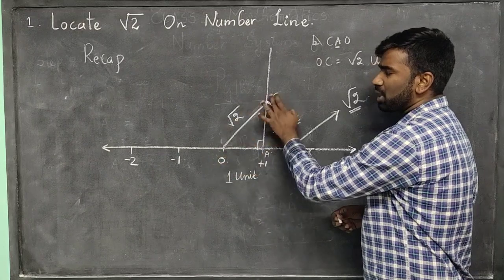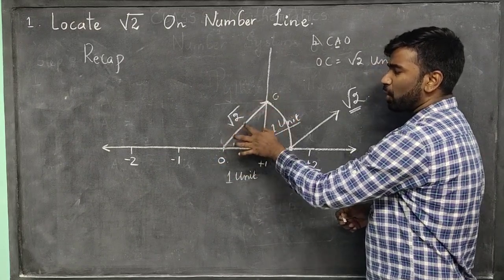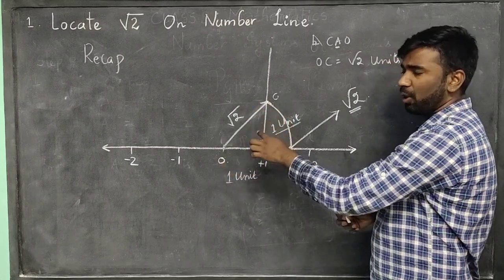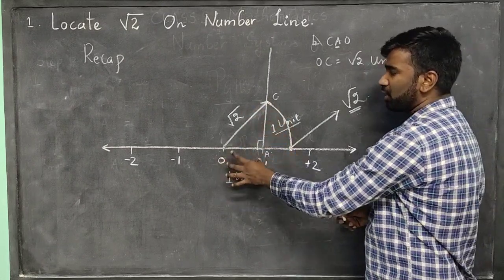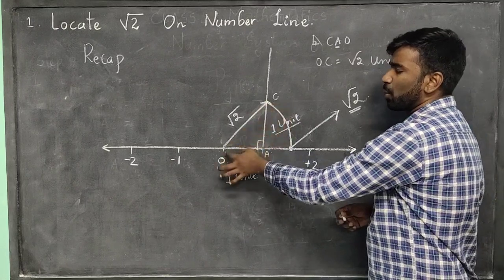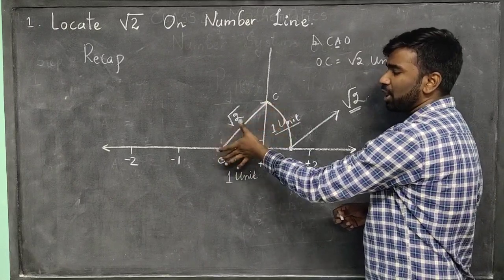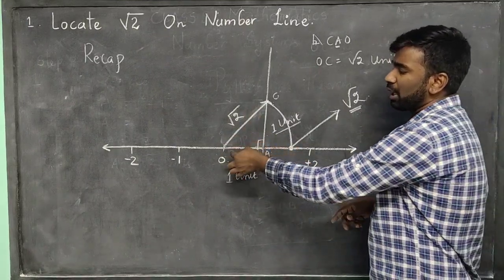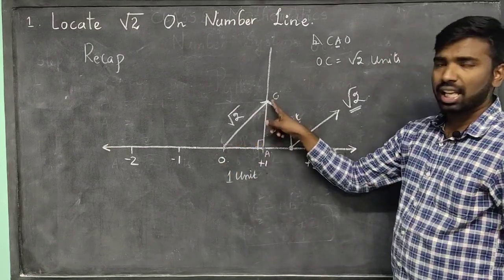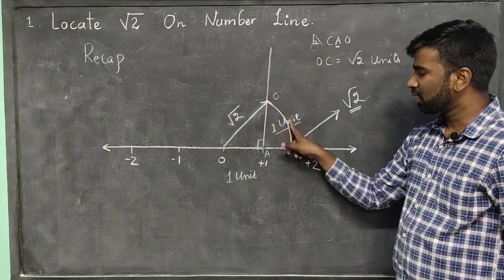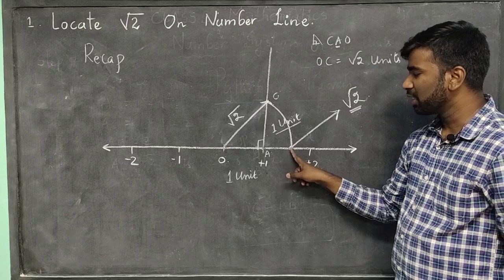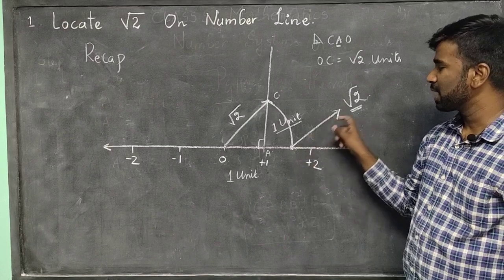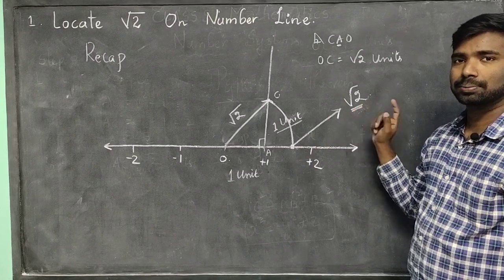After that, join the points O and C. Now the length OC becomes root 2 because OCA is a right angle triangle. According to Pythagoras theorem, OA is 1 unit, AC is 1 unit, OC becomes root 2 units. Now we need to plot the length OC on the number line. Taking O as the center, OC as the radius, cut an arc on the number line. This point represents root 2.